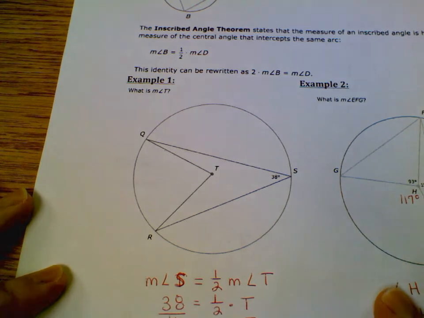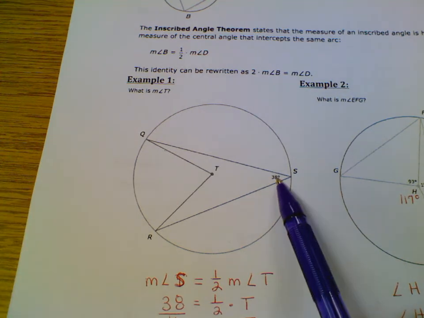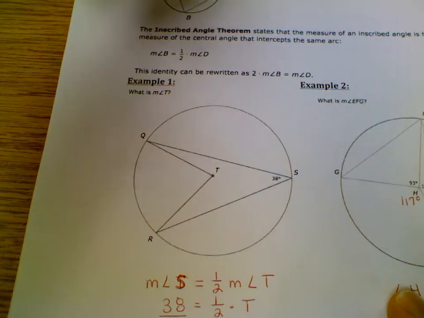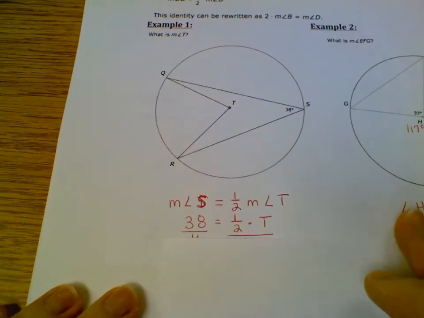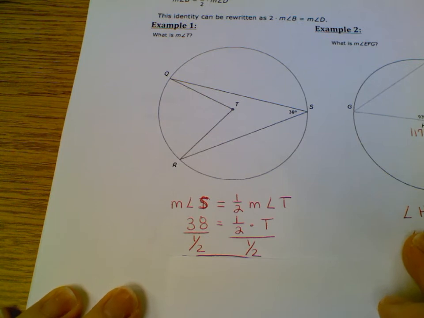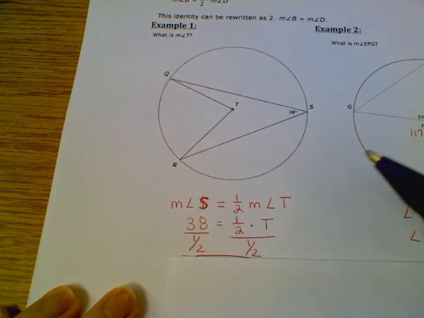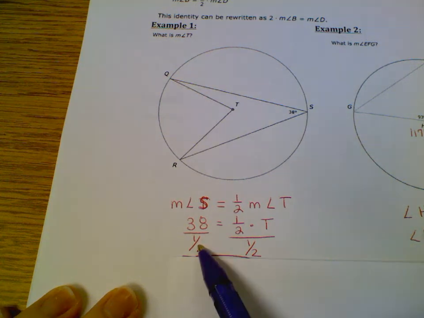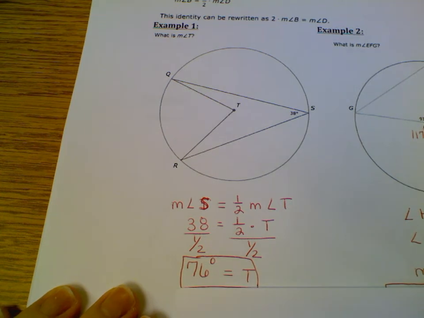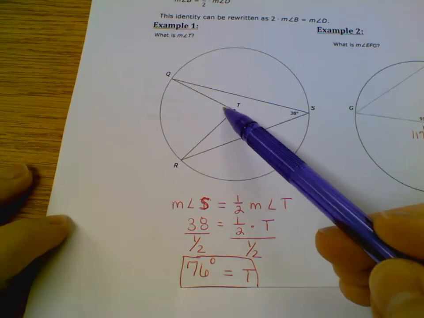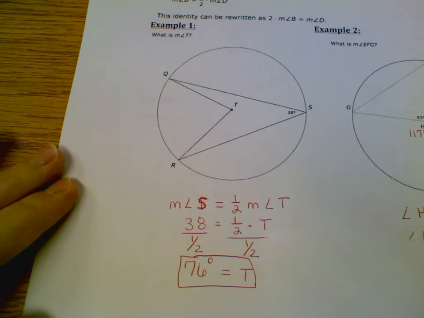Then I put in 38 for angle S, and then you have a couple different ways you can go about finding it. One way is you can divide both sides by a half, or you can just multiply 38 by 2, so going either route. I take 38 and multiply by 2, and I get 76. So my central angle at angle T would be 76.